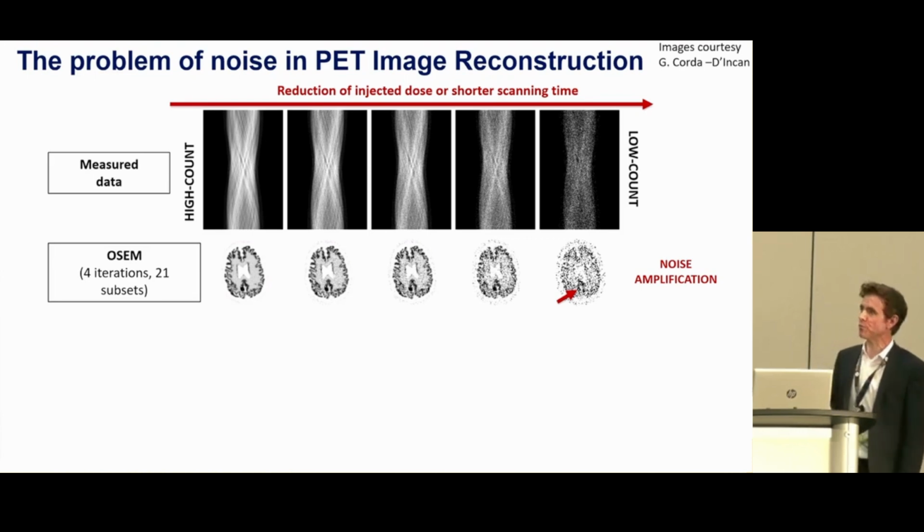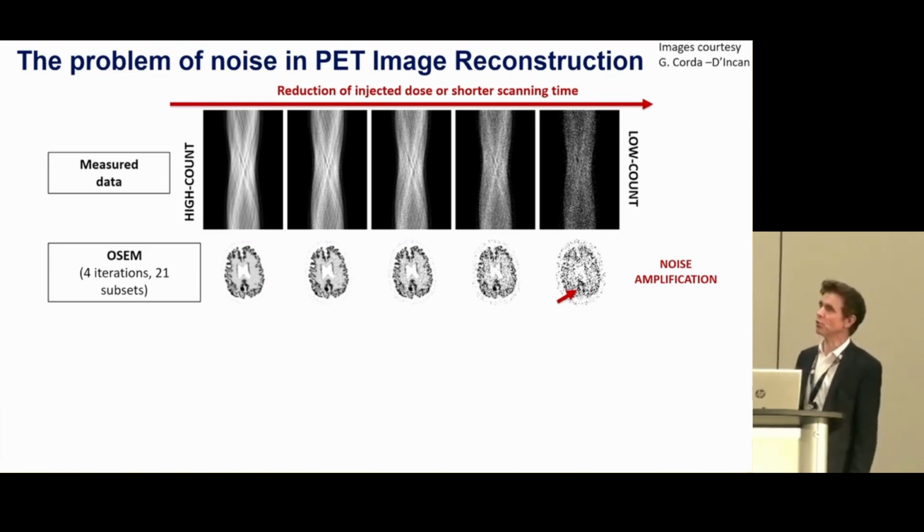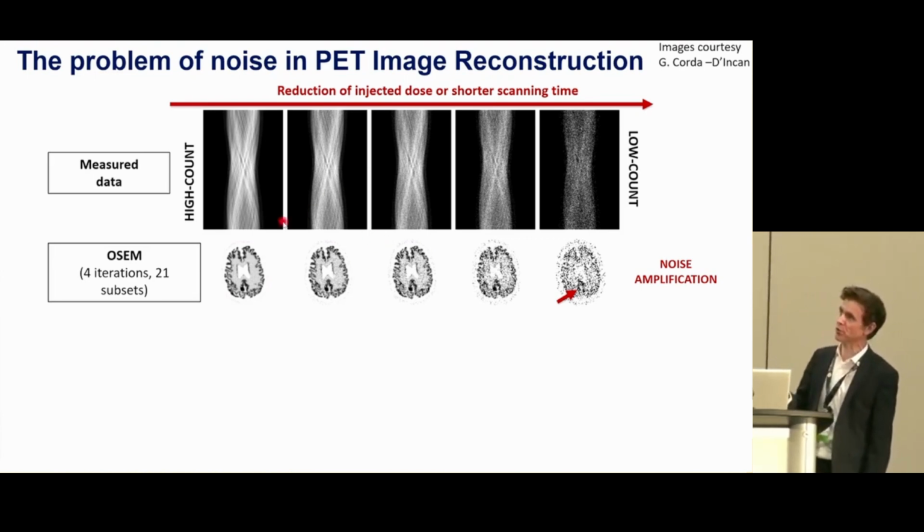But of course, the problem with maximum likelihood estimation is that we have noisy measured data. So as we go from high count data down to low count data, which could be by reducing the injected activity or shortening the scan time, then if we use MLEM or OSEM, the accelerated version of MLEM, we end up with significant noise amplification.